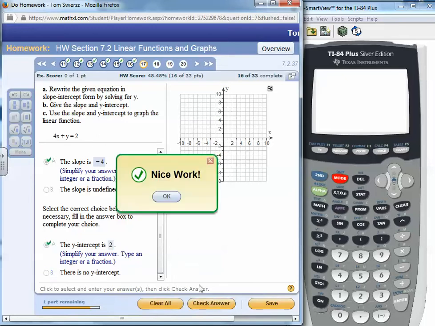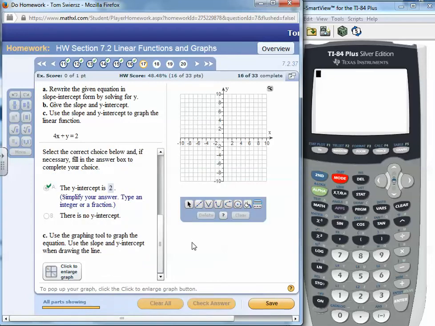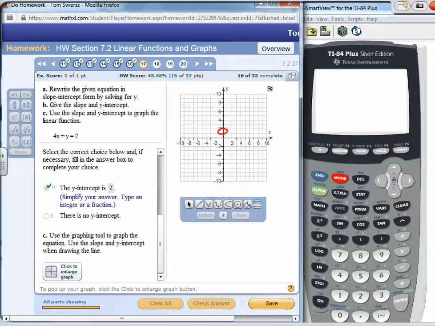Okay. And now to go ahead and graph it, we know it's a line, and remember, we're going to start at what? The y-intercept, which is 2. So the y-intercept is 2. And then the slope was a negative 4, which means over 1. So we're going to go down 4 and to the right 1 from our y-intercept, which is positive 2.